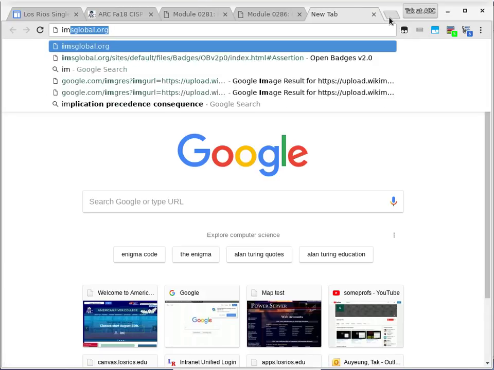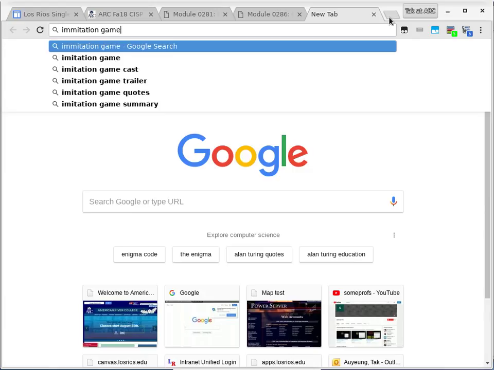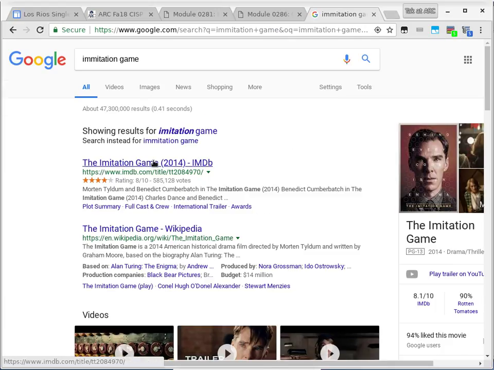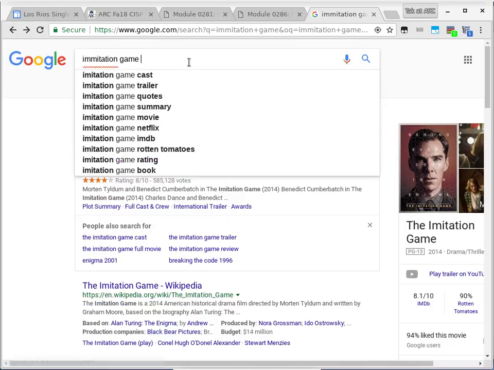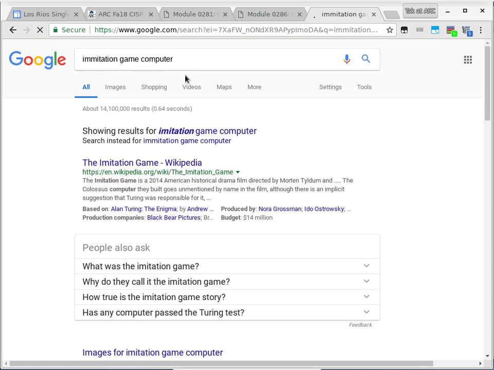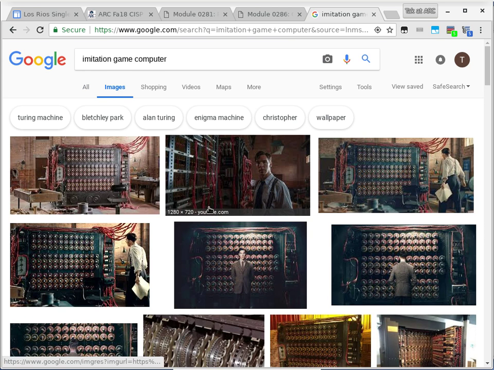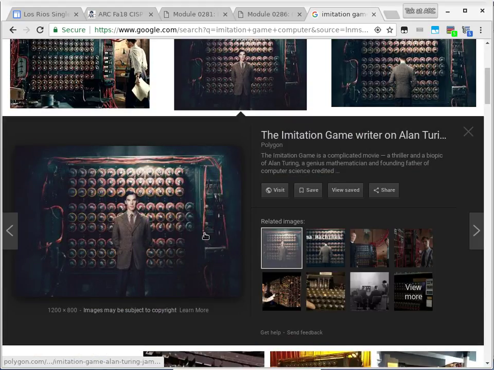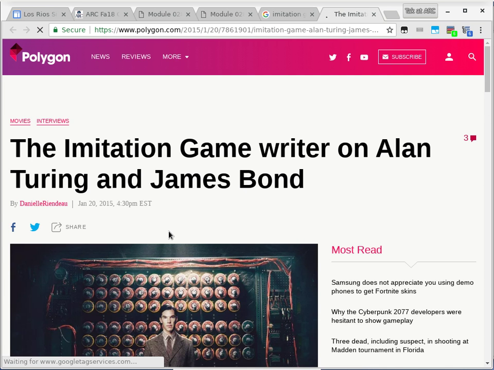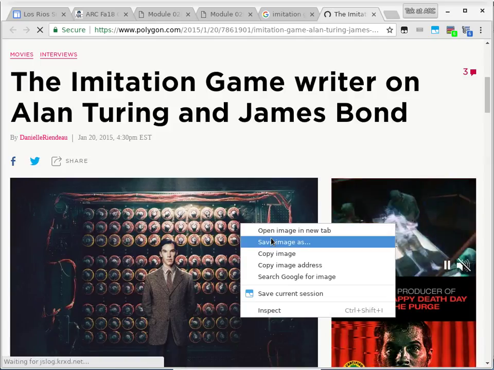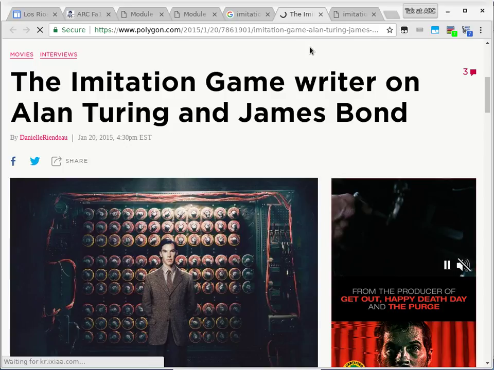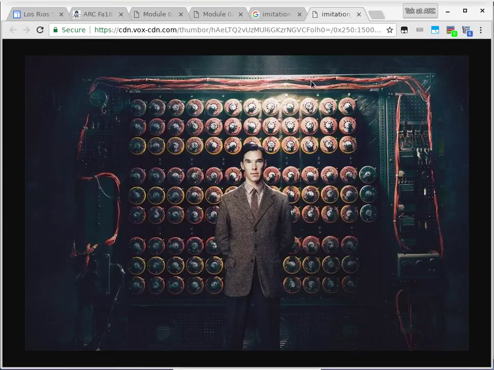So if you look up The Imitation Game, let me see if they have a picture of the computer in that movie. Yep, there we go. So we got quite a few representative pictures. Can I display just that? Yep, there we go.